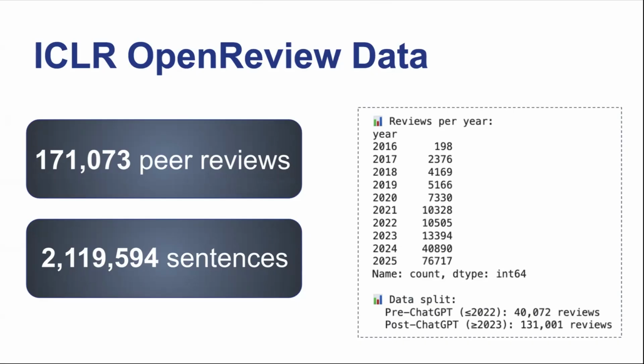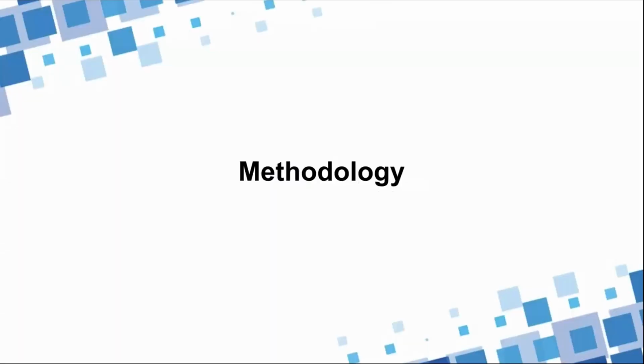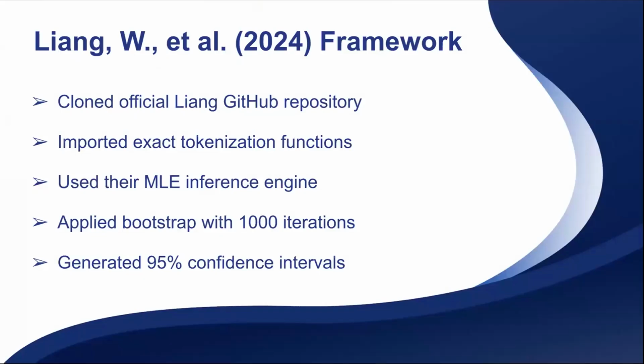After filtering by year, we have 198 reviews in 2016, and by 2025, we have 76,000 reviews. Again, we want to split that by pre-GPT and post-GPT. Before 2022, we're left with 40,000, and then the rest after 2023. So overall, we have about 171,000 peer reviews, totaling about 2,119,000 sentences after tokenization.